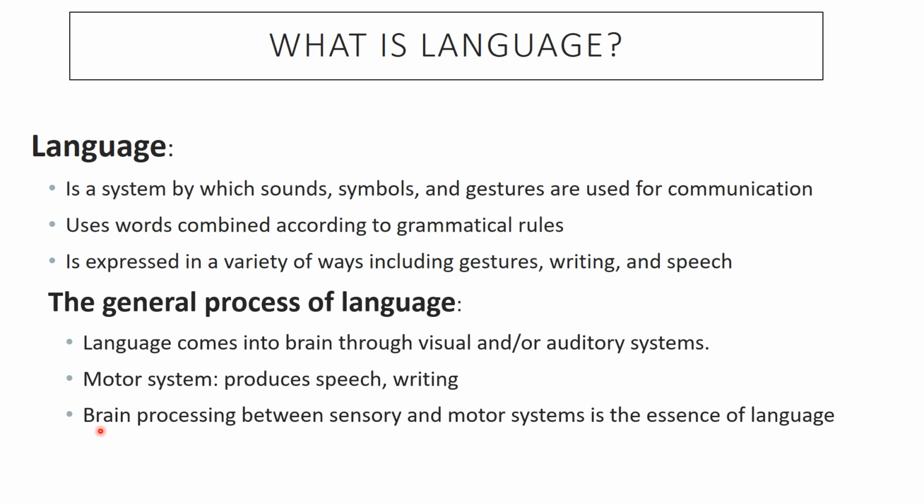And brain processing between sensory and motor systems is the essence of language. So this is one major place where you're going to see the integration of sensory inputs and then motor outputs. And this is where, somewhere in between, is where we're going to find language coming about and being generated.